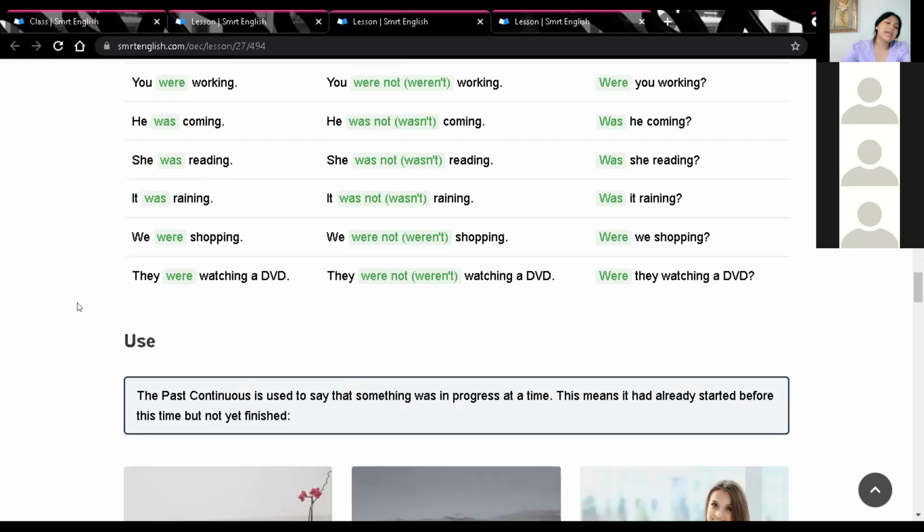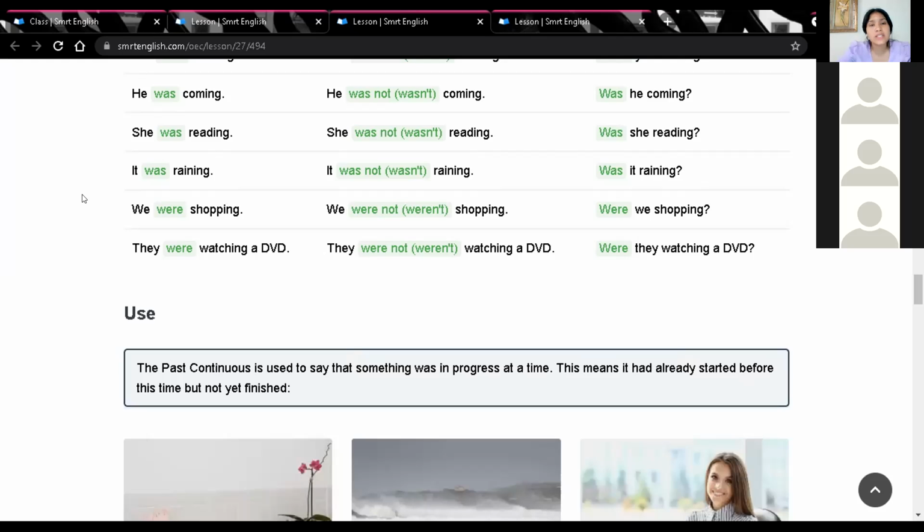And the use of it, it says, the past continuous is used to say that something was in progress at a time. This means it already started before this time, but not finished yet. So whenever we're talking about the past continuous, obviously we're referring to something in the past, and it is an action that is probably concluded.